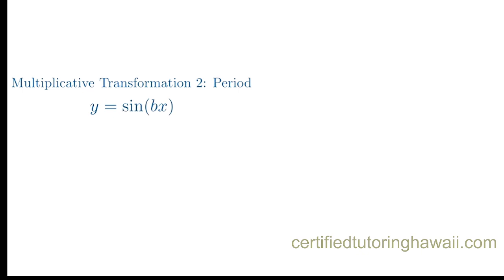Remember, the period is the length of one complete cycle of the function. For standard sine and cosine, the period is 2 pi. The value of b changes that period. The period is calculated as 2 pi divided by the absolute value of b. Just like with phase shifts, b works in the opposite way. If b is greater than 1, the graph is compressed horizontally and the period becomes shorter. If b is between 0 and 1, the graph is stretched horizontally and the period becomes longer.